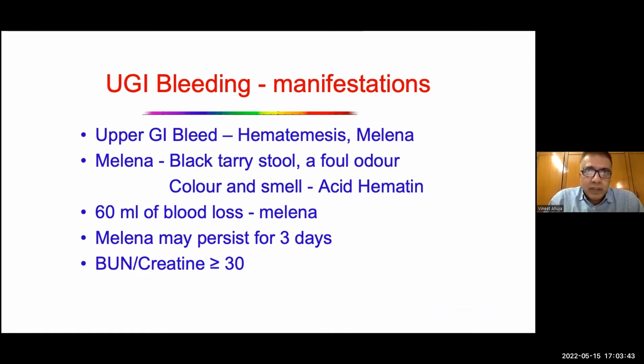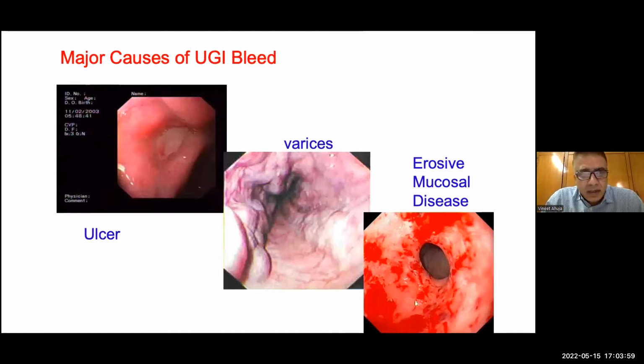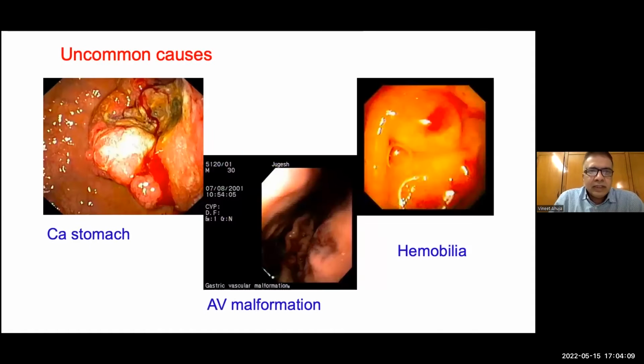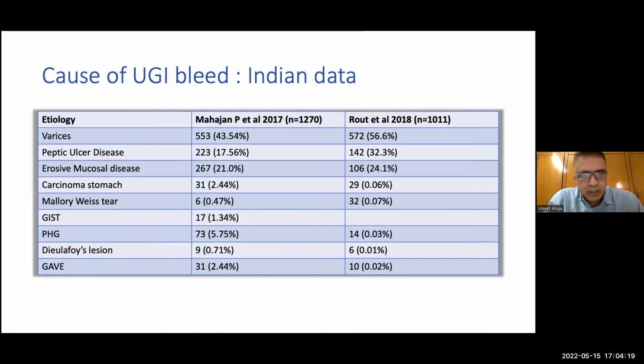Another pointer towards upper GI bleed is, if on investigations you're confused whether the patient has upper GI bleed or not, and the BUN to serum creatinine ratio is more than 30, then you know that you're dealing possibly with a case of upper GI bleed. Broadly, the main causes are peptic ulcer disease, variceal bleed because of portal hypertension, and erosive mucosal disease. The uncommon causes may be malignancies like carcinoma stomach or lymphoma, AV malformation, Dieulafoy's ulcer, or hemophilia.